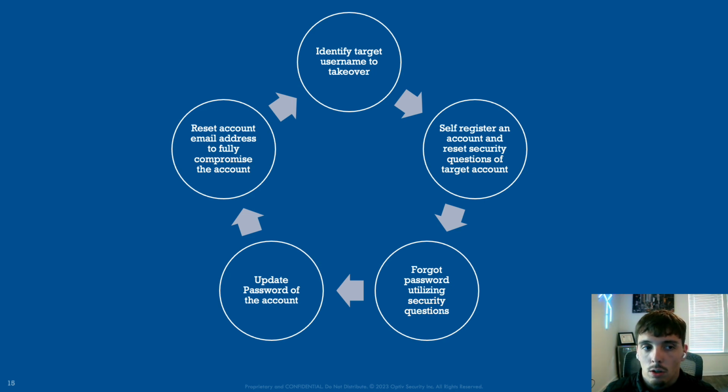And then the last step, which I didn't show, to fully compromise the account: once I had the valid username and password, I logged into the accounts and reset their emails to an email that I controlled, just so I had full takeover of the account.